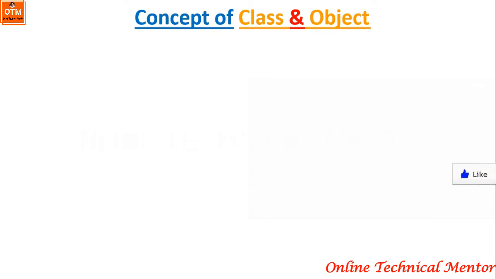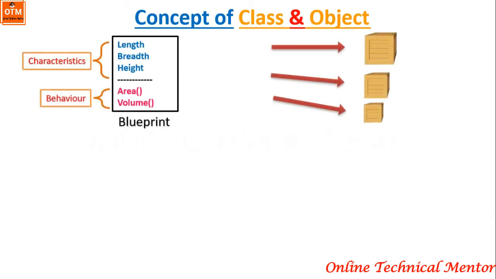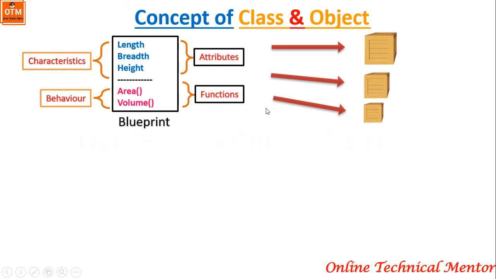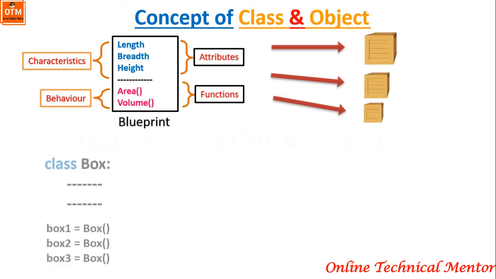Look, concept of class and object. So this is my previous diagram, where the blueprint contains the length, breadth and height and the two behaviors, area and volume. In Python programming language, characteristics are called attributes and behaviors are called functions. In Python programming language, a blueprint is represented by a keyword named class. This class represents the blueprint, and this blueprint has a name, that is box. So in Python programming language, we have to write like this, class box. And within this class, we have to define all the attributes and functions.